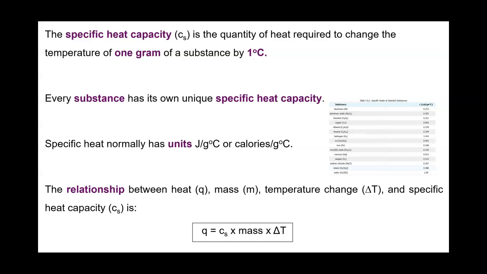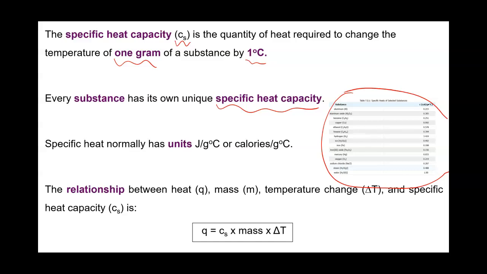The specific heat capacity, which we've seen in the lab, often abbreviated as lowercase c subscript s, is the amount of heat required to change the temperature of 1 gram of a substance by 1 degree Celsius. Every substance has its own unique specific heat capacity, so it's often a property that is used to identify a substance. And in your book, you have a table of specific heat capacities if you should need them when it comes time to solve some problems.